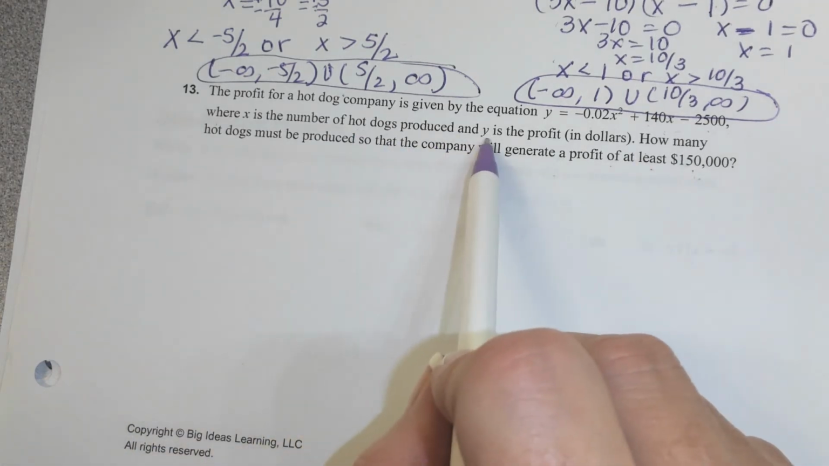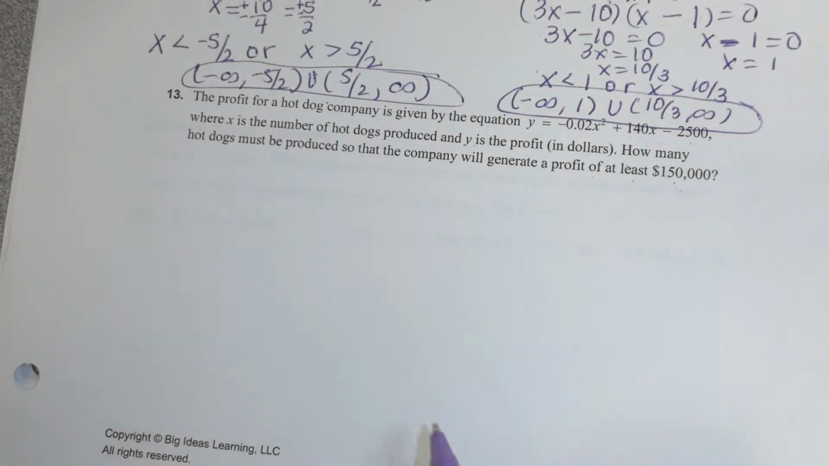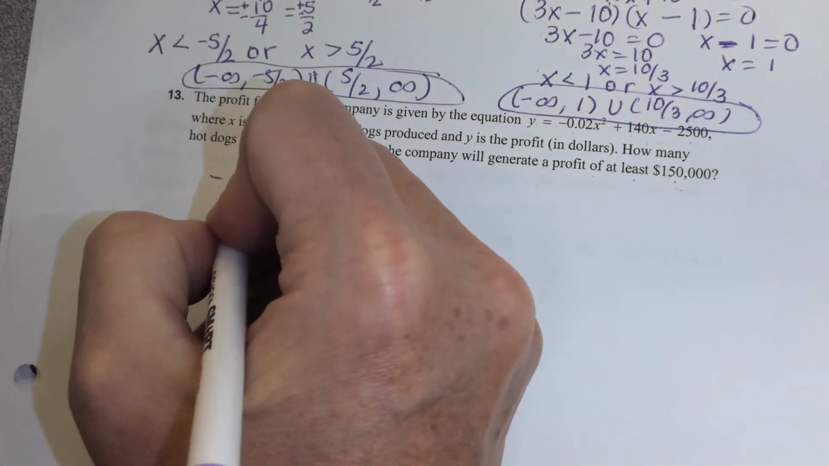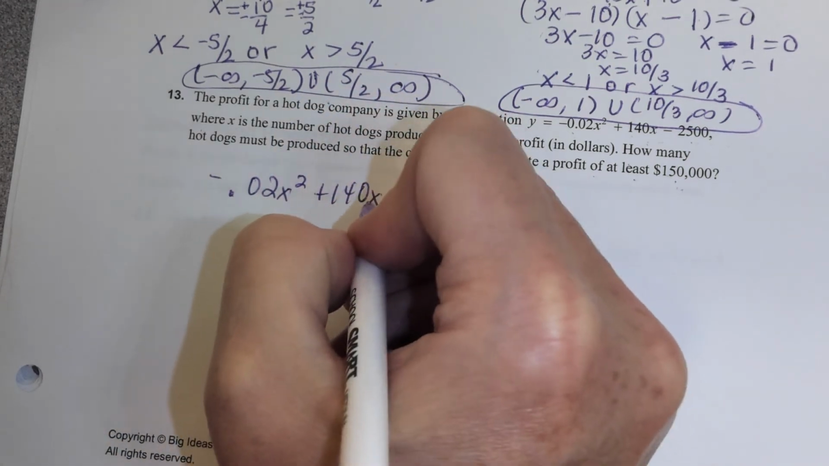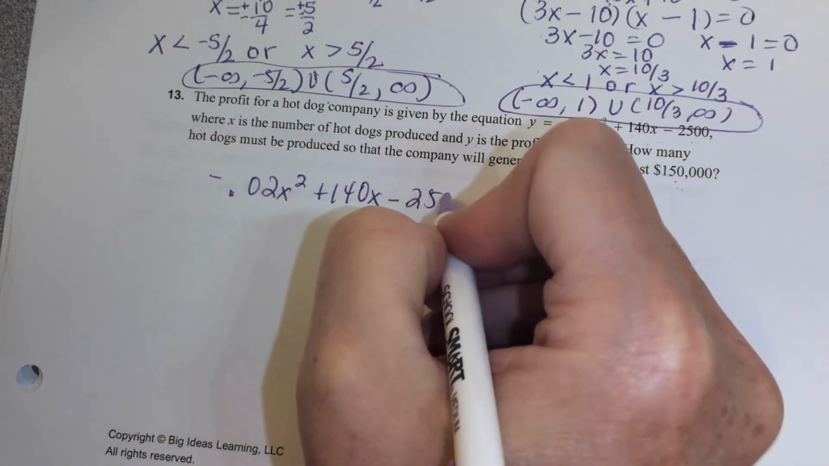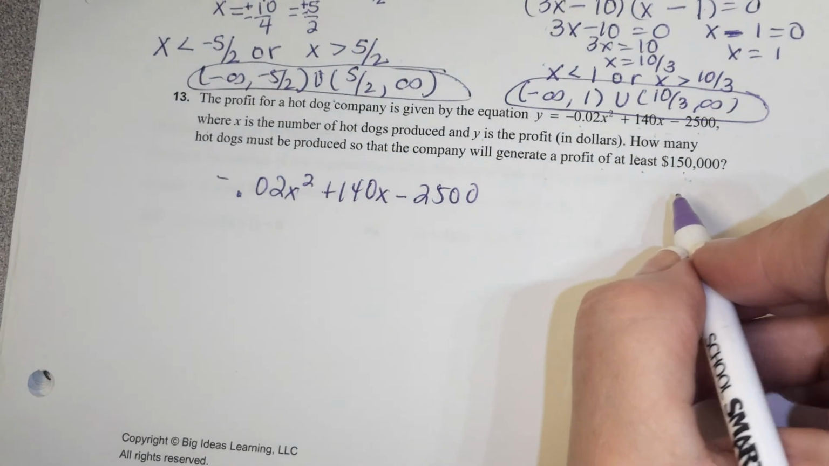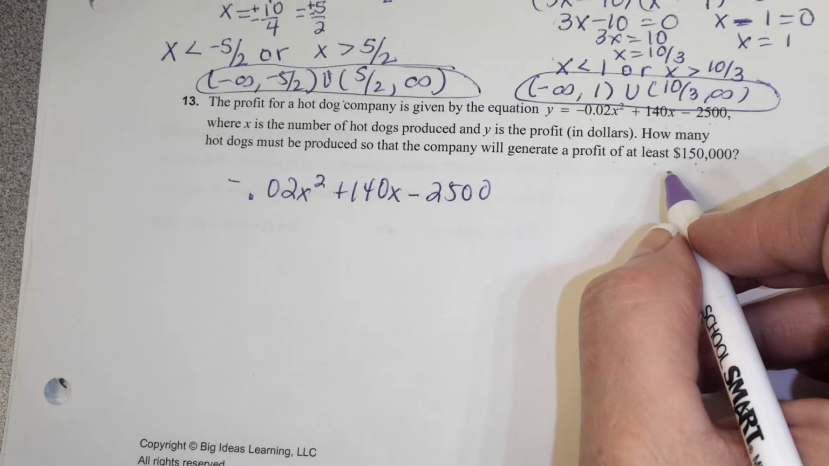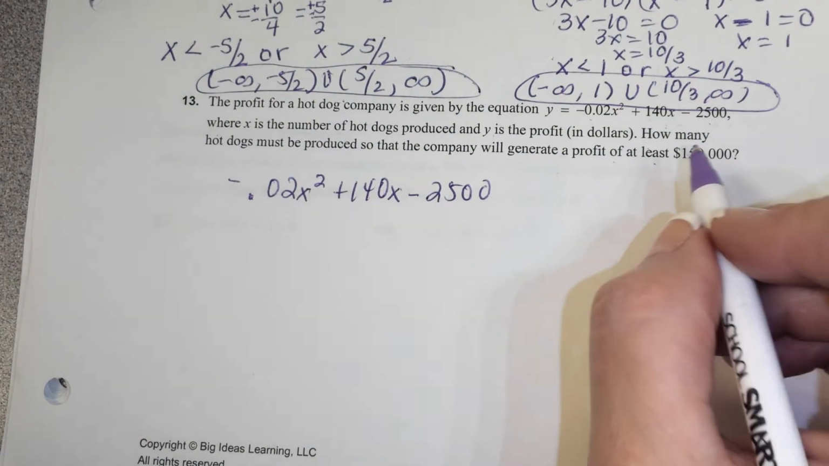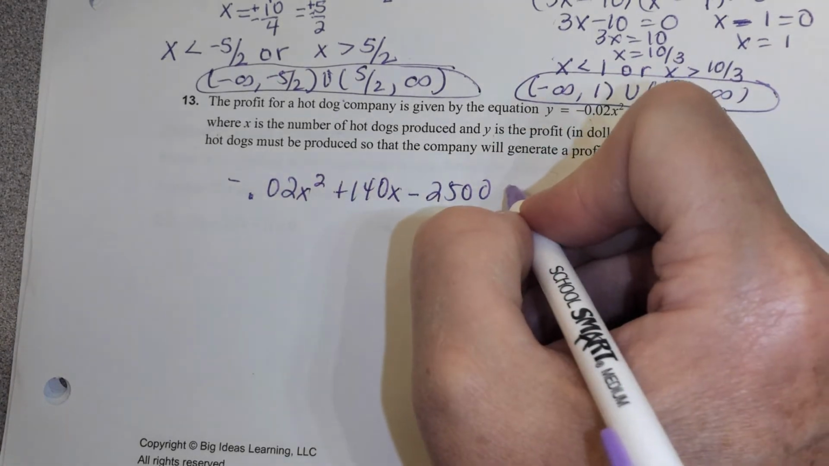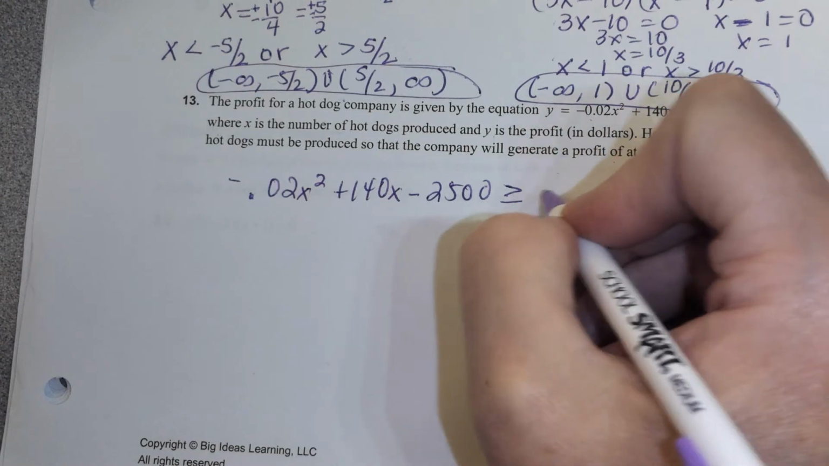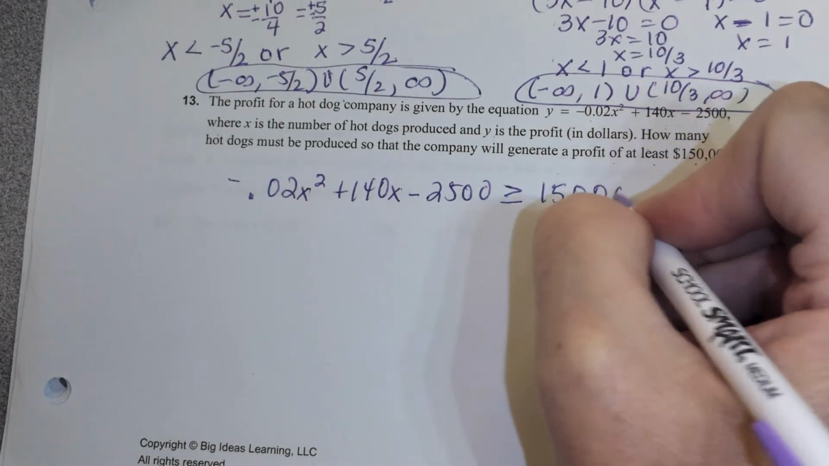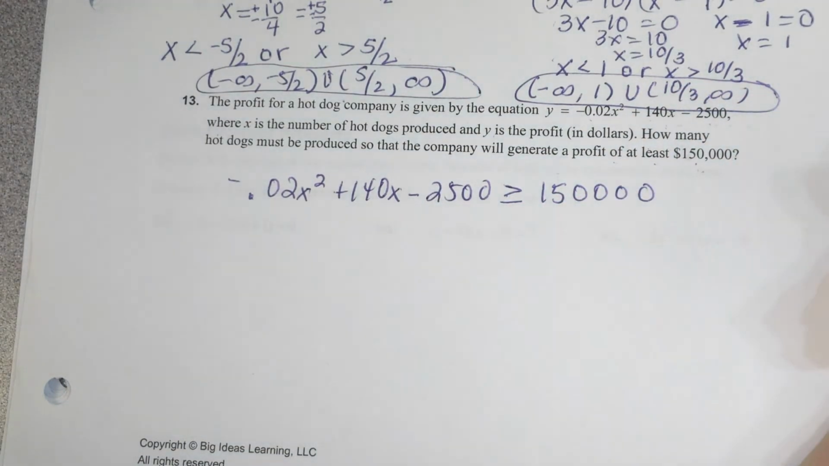Let's see here. That's going to be our y. So I want for this, now think about it. If it says at least, does that mean I want less? No, I want at least this. So I want my profit to be greater than or equal to this, 150,000. That's what I've got to solve.